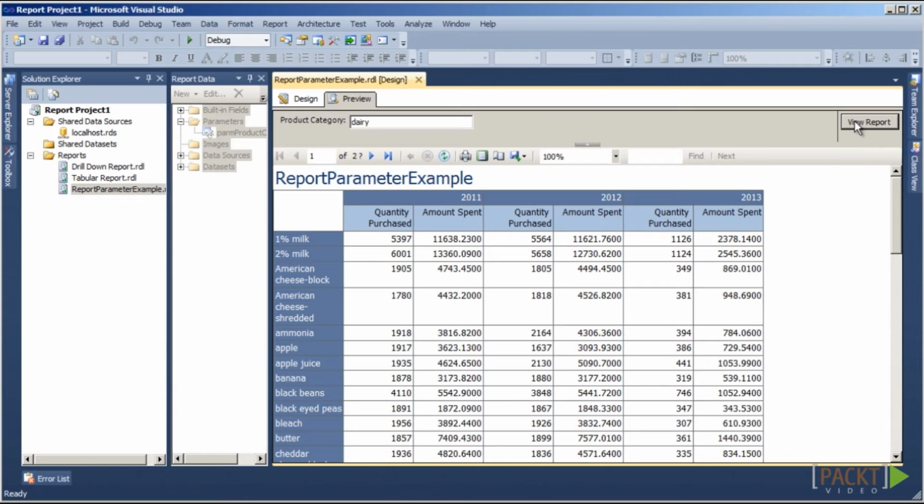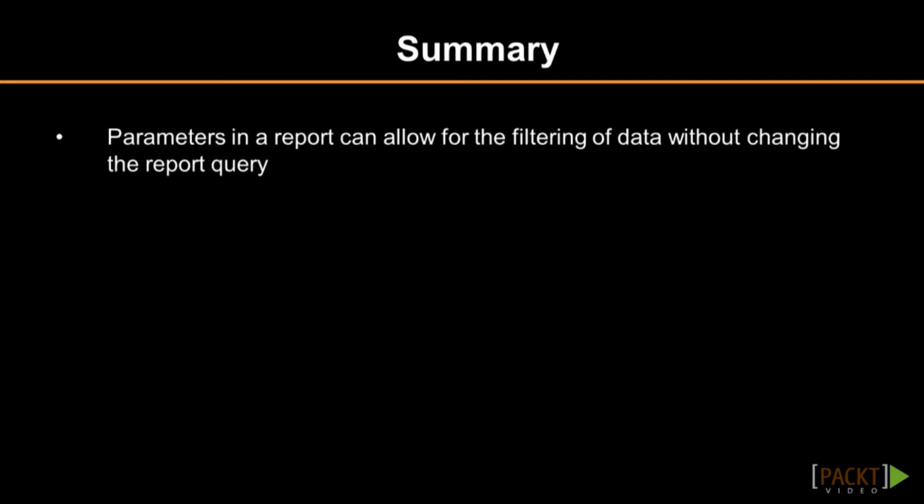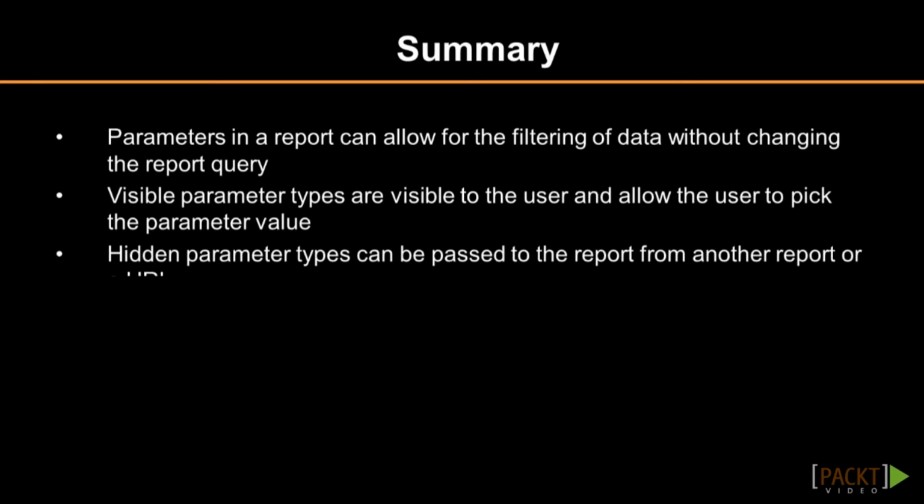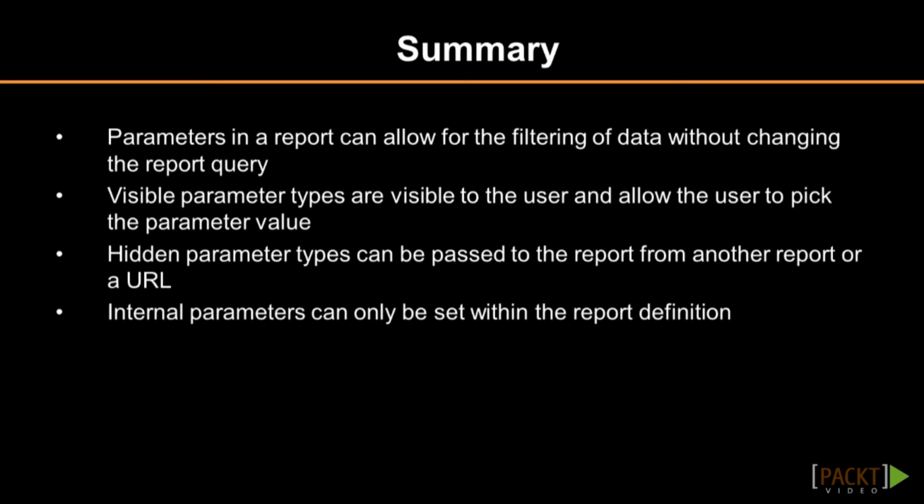We will filter by parameter values in video 3 of this section. In the next video, we will programmatically populate the product category box. In summary, SSRS report parameters allow for the filtering of data without changing the base query for the report. Visible parameter types are visible to the user and will allow the user to pick the parameter value to be used in the report. Hidden parameter types are not visible to the user for selection, but can be passed to a report. Internal parameters can only be set within the report definition and cannot be changed by the user.